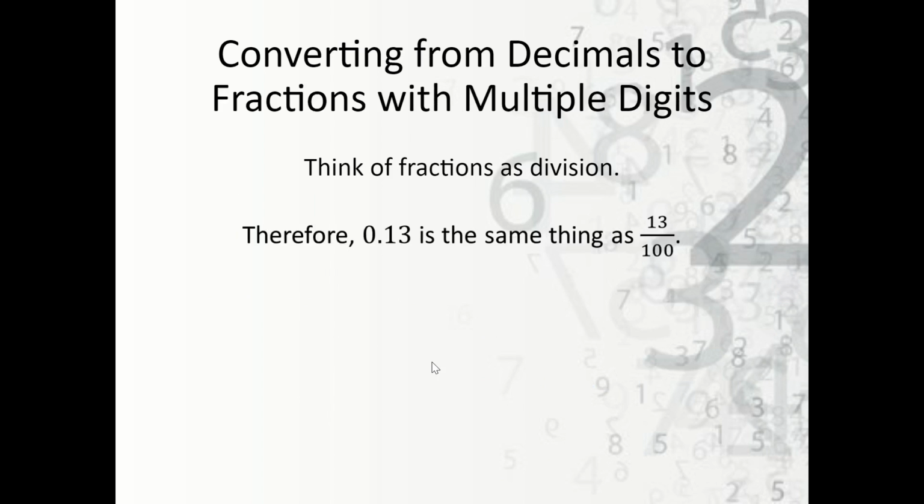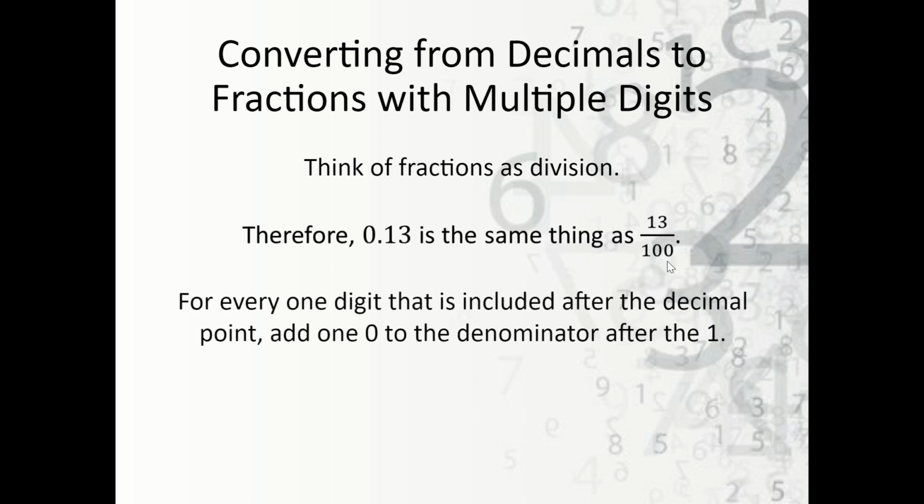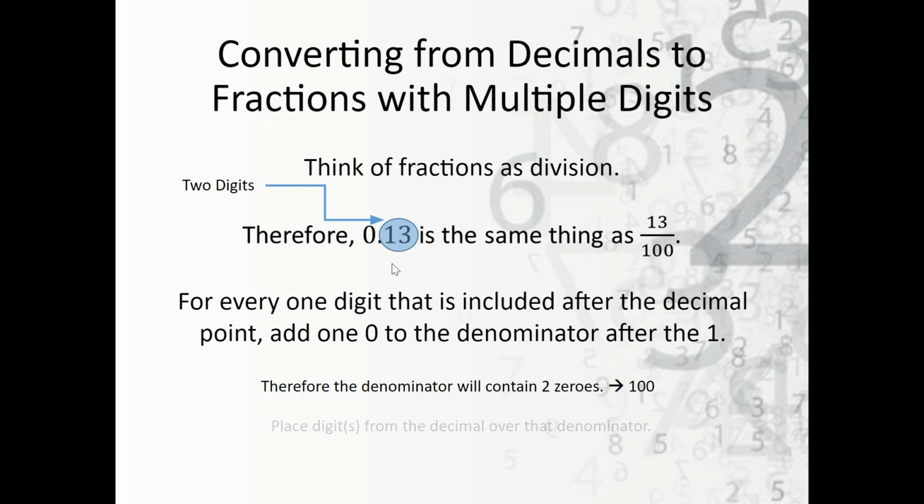Look at it here, we have 0.13, and we're saying that that's the same thing as 13 over 100. For every number after the decimal point, we include that many zeros. In this case, there are 2 digits there. Therefore, our denominator will contain 2 zeros after the 1. So it'll be 100. Then we place this value over the top. So it's 13 over 100.